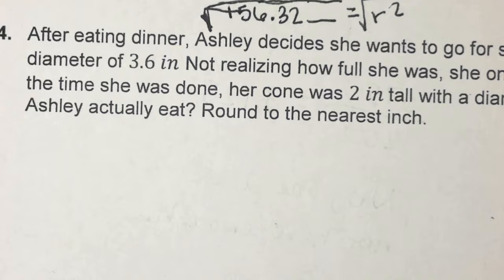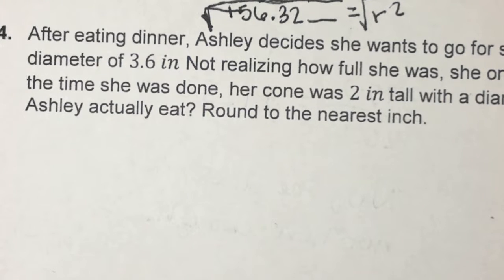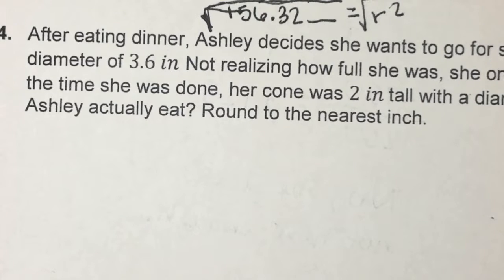After eating dinner, Ashley decides she wants to go for some ice cream. Her cone was 6 inches tall with a diameter of 3.6 inches. Not realizing how full she was, she only ended up eating part of the ice cream cone. By the time she was done, her cone was 2 inches tall with a diameter of 1.2 inches. How much ice cream and cone? This sentence is written wrong. How much ice cream and cone did Ashley actually eat? We wrote that wrong. Round to the nearest inch.